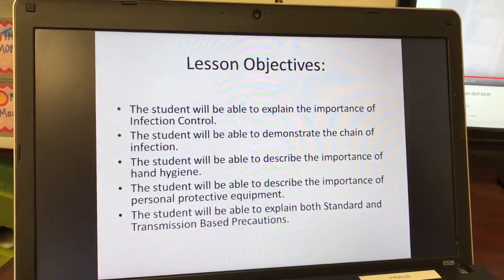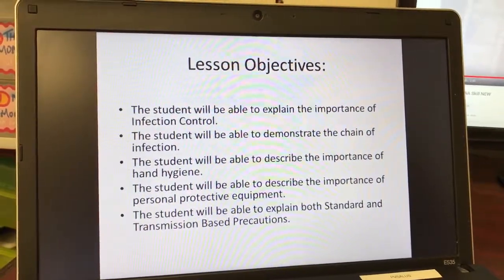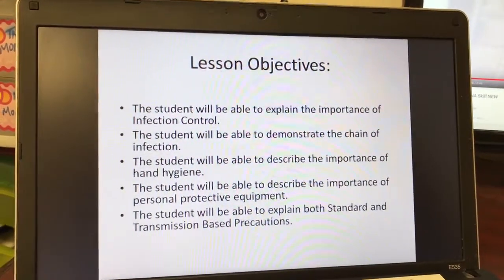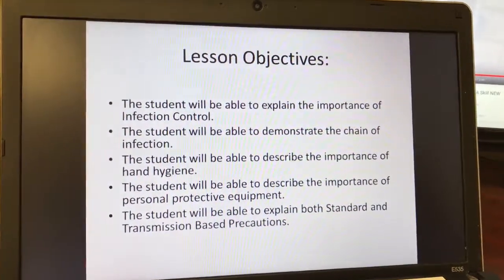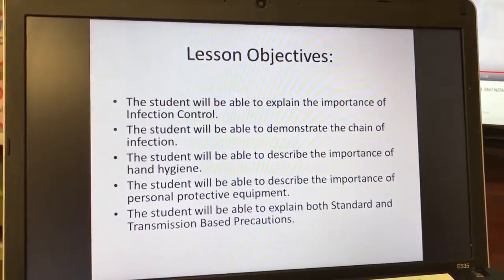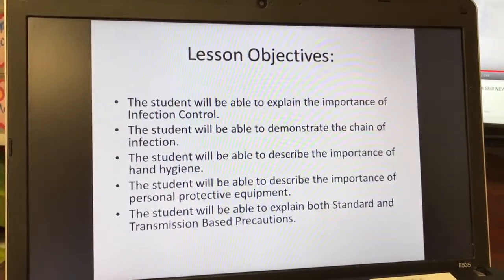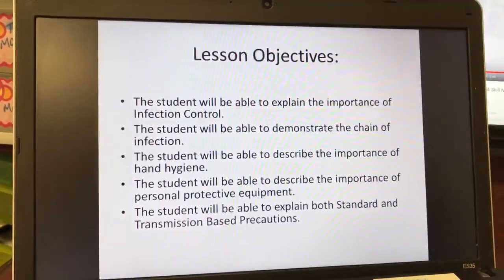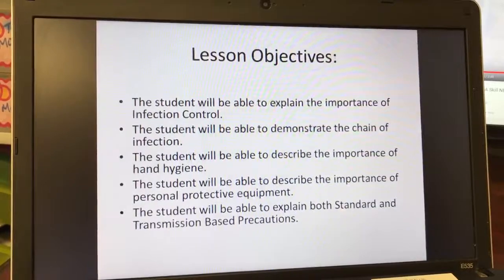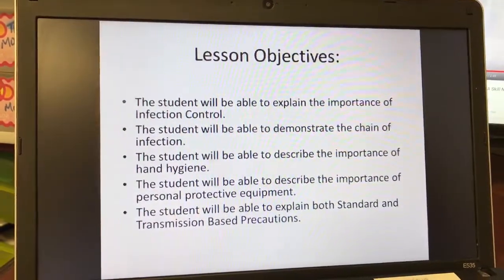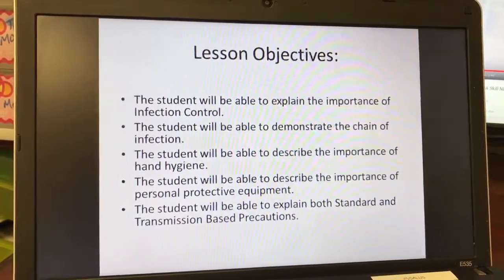The lesson objectives. The student will be able to explain the importance of infection control. The student will be able to demonstrate the chain of infection. The student will be able to describe the importance of hand hygiene. The student will be able to describe the importance of personal protective equipment, which is PPE. The student will be able to explain both standard and transmission-based precautions.